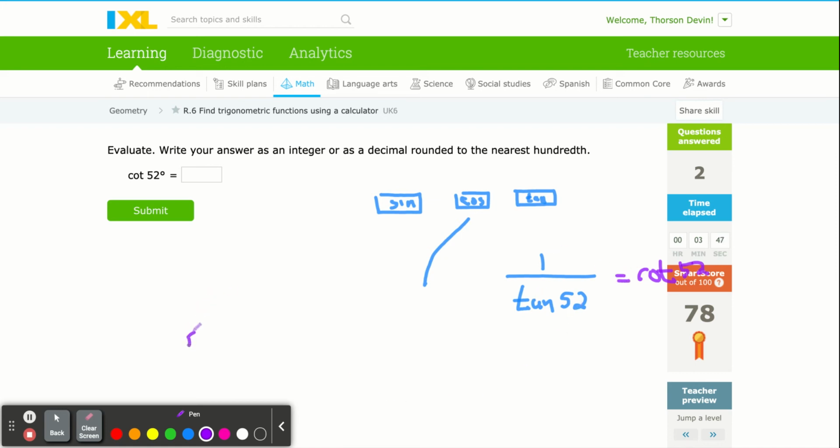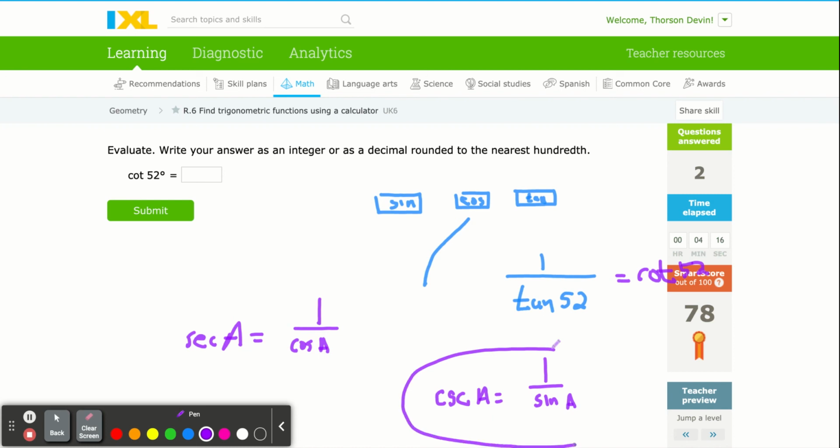If you want to do the secant of an angle, it's going to equal 1 over the cosine of the angle. And same thing for the cosecant. If you want the cosecant of an angle, you're going to want to do 1 over the sine of the angle, because your calculator does not have cotangent, secant, and cosecant. So write these down. Write this down, and this down, and this down.